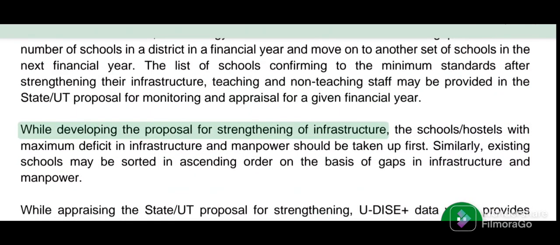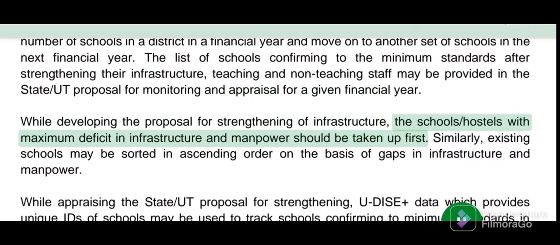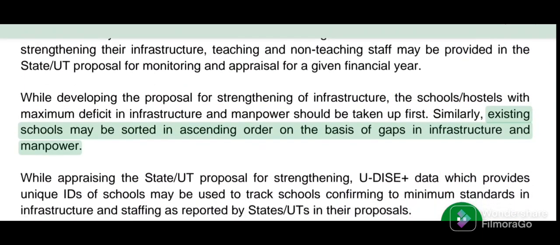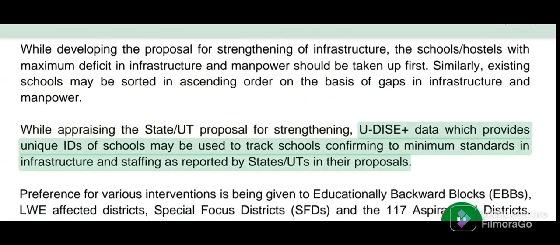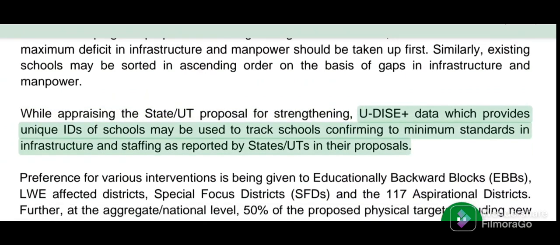While developing the proposal for strengthening of infrastructure, the schools and hostels with maximum deficit in infrastructure and manpower should be taken up first. Similarly, existing schools may be sorted in ascending order on the basis of gaps in infrastructure and manpower. While appraising the state UT proposal for strengthening, UDISE Plus data, which provides unique IDs of schools, may be used to track schools conforming to minimum standards in infrastructure and staffing as reported by states UTs in their proposals.